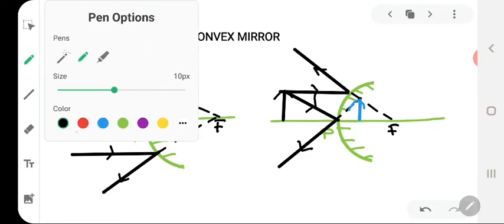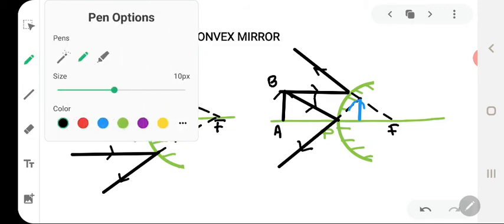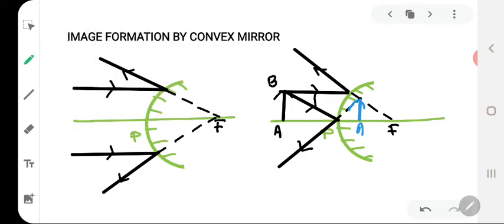Let us name the rays, name the object as AB and the image as A dash B dash. So in this case we find that the image is still diminished, it is virtual and erect, and it is formed between pole and focus behind the convex mirror. So this is how an image is formed by a convex mirror.